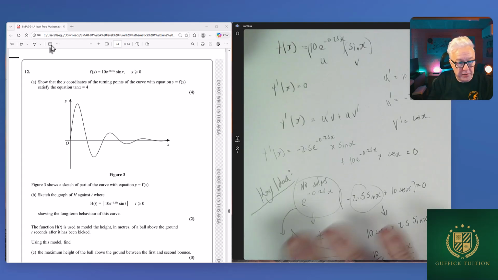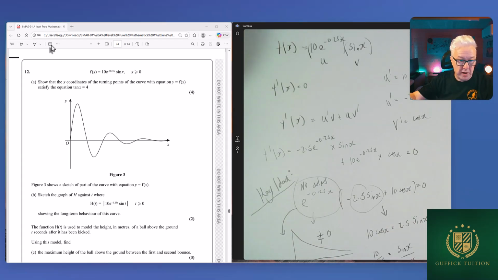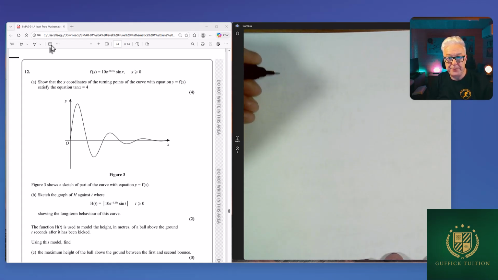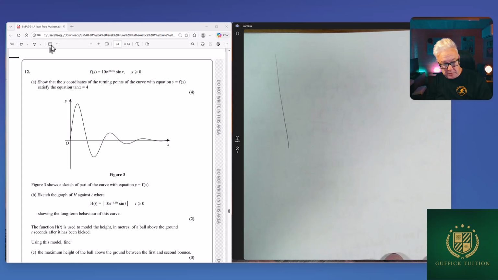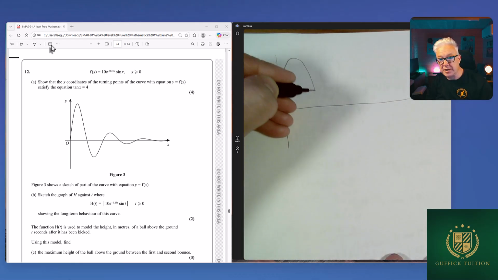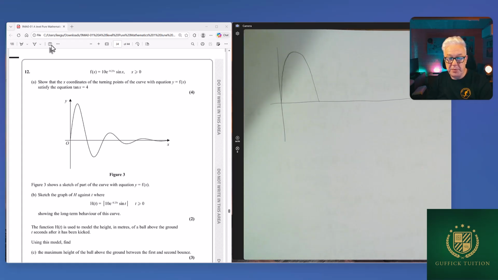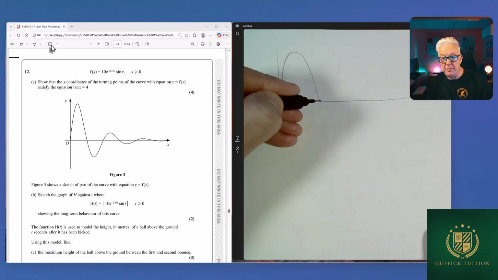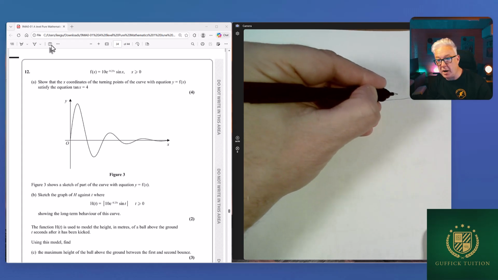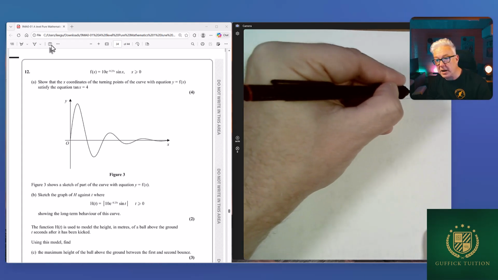Okay, part B. Figure 3 shows a sketch of part of the curve with the equation y equals f of x. The sketch of the graph of h against t, where h of t is equal to the modulus of that. So we've got to try and sketch h of t. Now, h of t is the modulus of the original curve. Remember that what the modulus function does is, if something is positive, it effectively leaves it alone, but if it's negative, it puts a minus in front of it to make it positive. So the positive bits are going to stay where they are, but the bits that are negative are going to get reflected up.